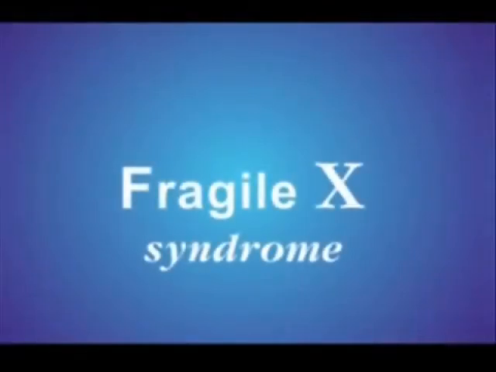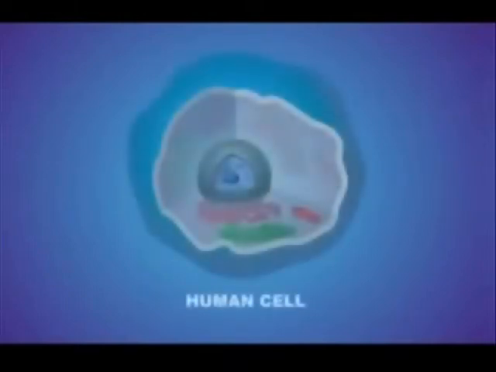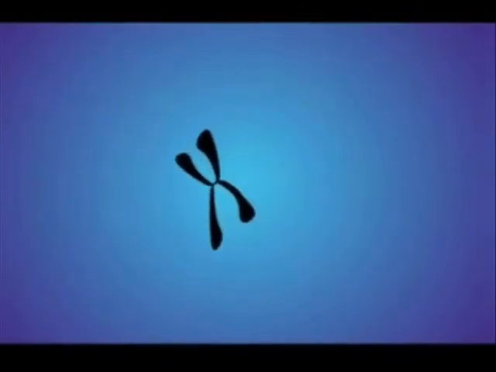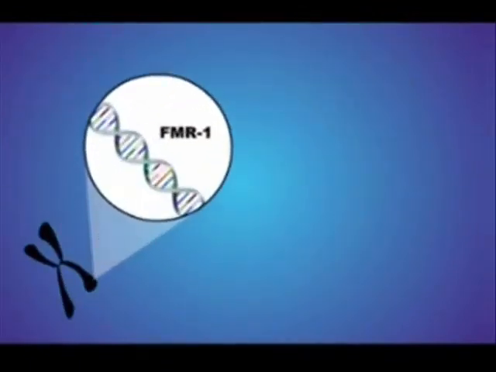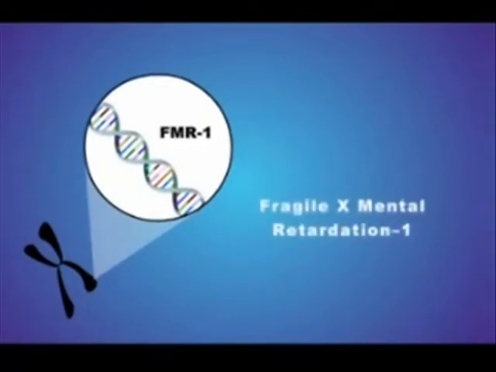Fragile X syndrome is the most common cause of intellectual disabilities that can be inherited. It is caused by a change or mutation in a specific gene on the X chromosome. This gene is called the Fragile X mental retardation 1 gene, or FMR1 gene for short.